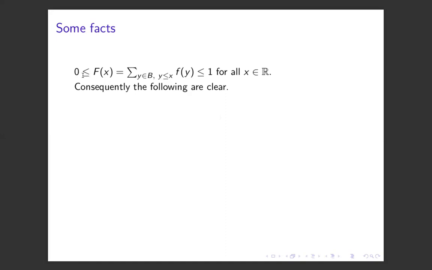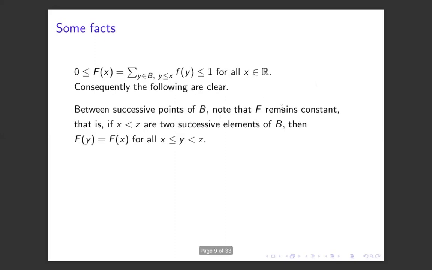So this concerns the probability of an event. Therefore, it is greater than or equal to 0, and this quantity is less than or equal to 1. You would have also seen in your earlier class that the distribution function takes values between 0 and 1. And because of these things, the following facts are fairly obvious.